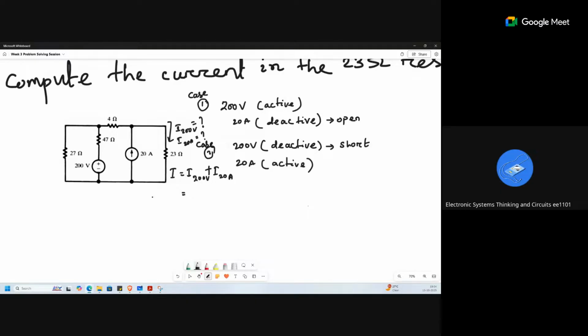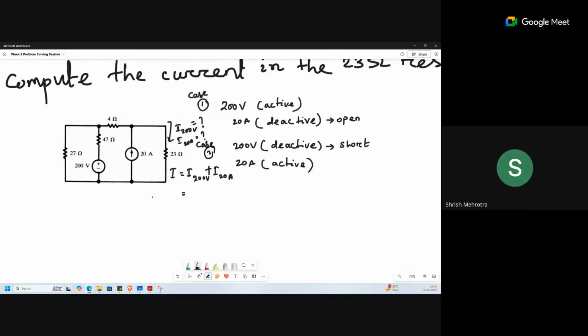Anyone got the answer? Nathayan, have you got the answer without using superposition? No, ma'am, not yet.